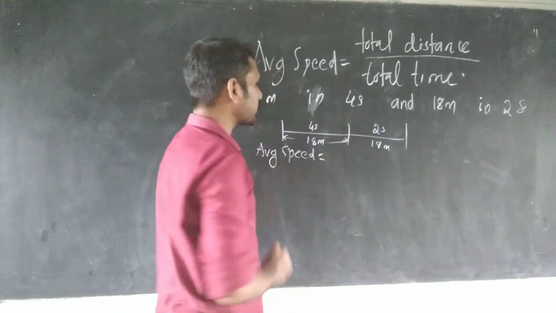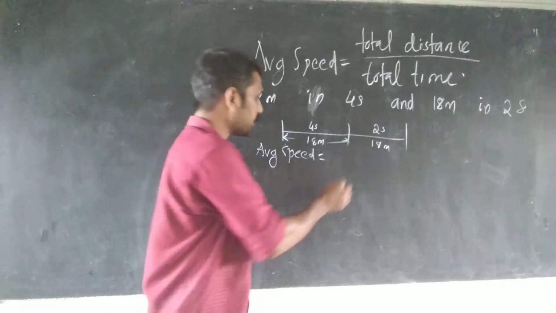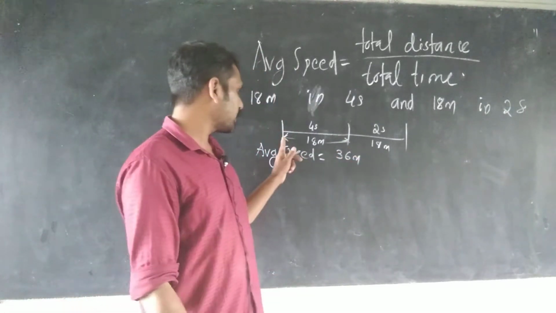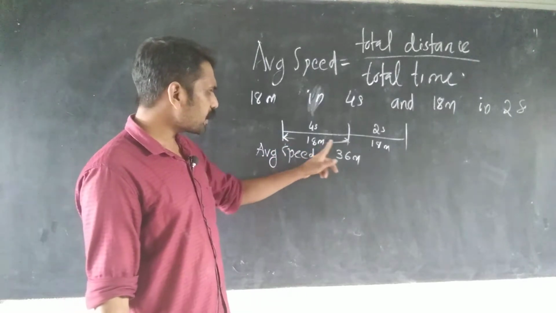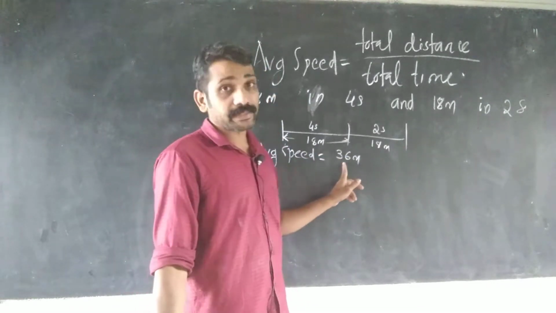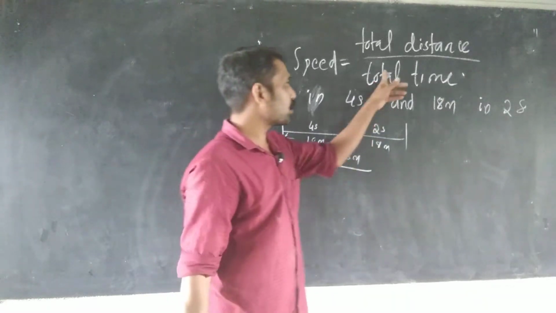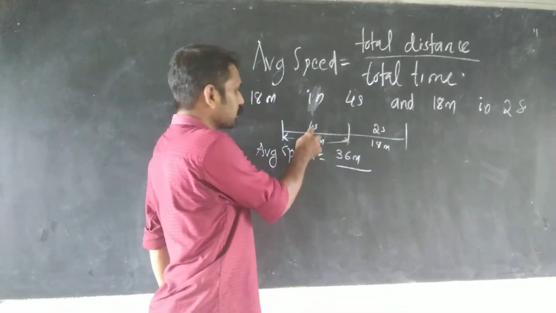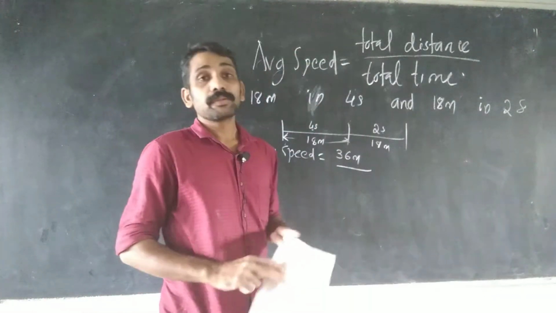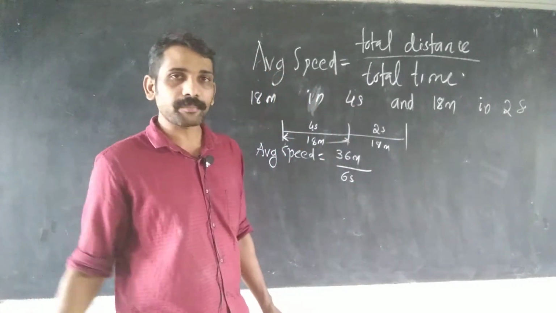So what is the total distance here? Total distance is 18 meter plus 18 meter, that is 36 meter. And next, by total time. What is the total time here? 4 seconds plus 2 seconds. So what will be the total time? 6 seconds. Total time is 6 seconds.